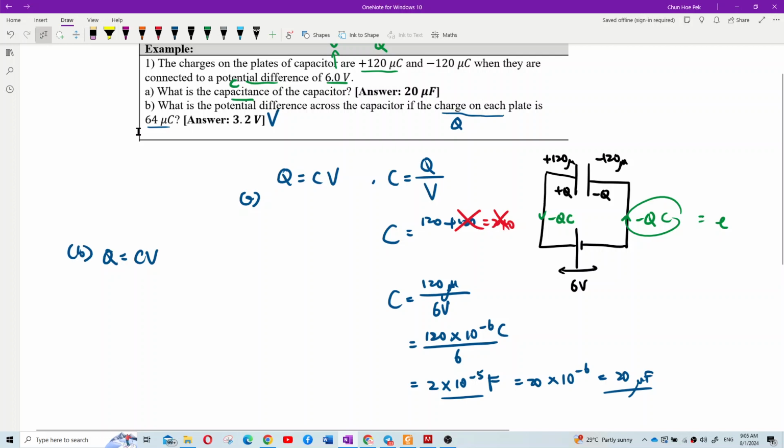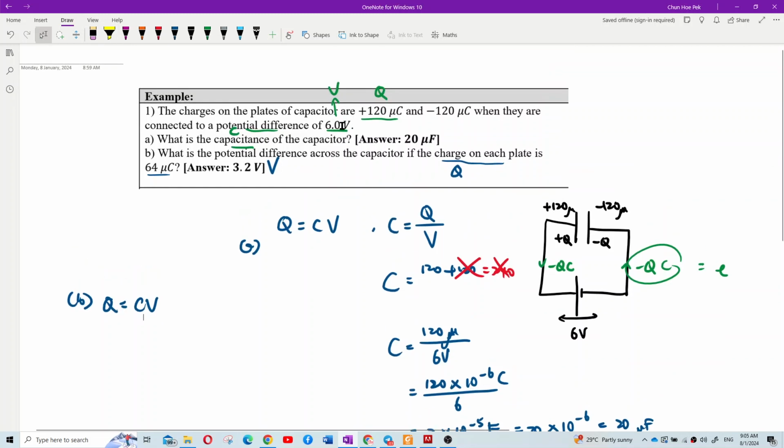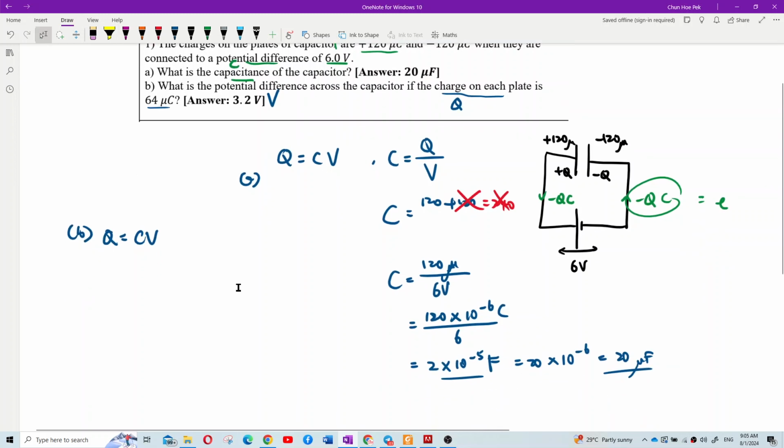The charge on each plate is 64 microcoulomb. That means the battery has changed already. Last time it used a 6-volt battery. Now you change to another type of battery. Now the charge on each plate becomes less than 120, becomes 64. That means you use a different battery to charge the capacitor. Okay, so let's find the new voltage.